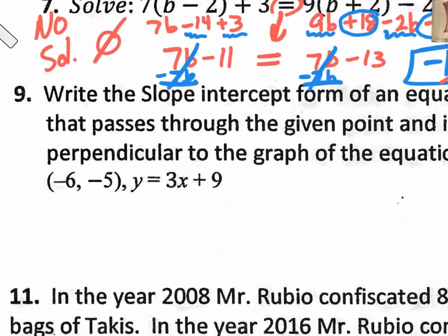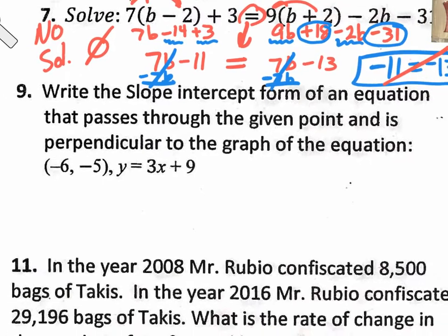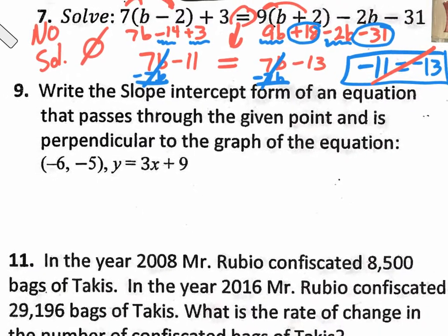It says, write the slope-intercept form of the equation that passes through the given point and is perpendicular to the graph of the equation. So there's a lot in this question. You need to know, obviously, the definition of perpendicular. If a line is perpendicular, what do you know about the slopes? Perpendicular means opposite reciprocal slopes. Now that really means that you're going to change the sign and flip the fraction.